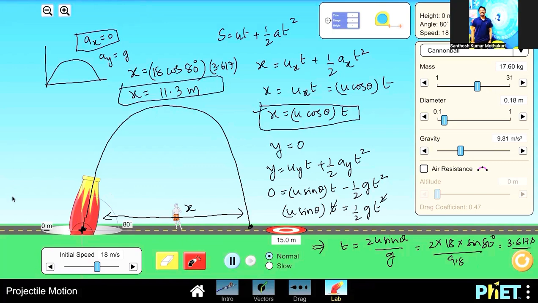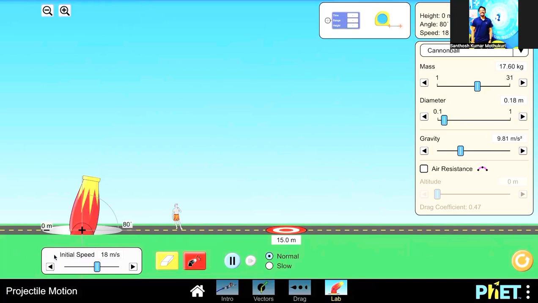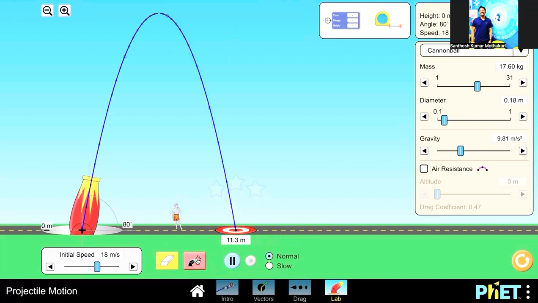Now let me try whether it gives the correct answer or not. I'm clearing my drawings now. Let us fire this now. Let me just bring the target to a distance of 11.3 something. This is what I got. Now I'm firing it. Look at that. Yes, 3 stars. So exactly 11.3. It is matching with my answer. That is 11.3.